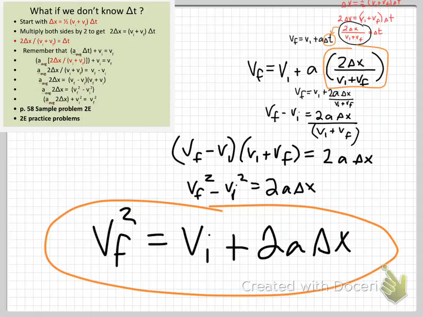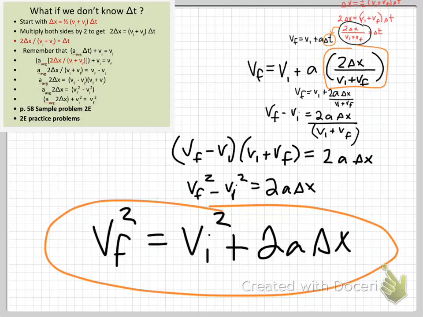Okay. Vi squared. Geez Louise, Moser. Sorry. That would be bad. So this is most commonly seen as vf squared equals vi squared plus 2a delta x. Useful if you don't have time, but you have displacement. You've got at least one of the velocities, and you have the rate of acceleration.